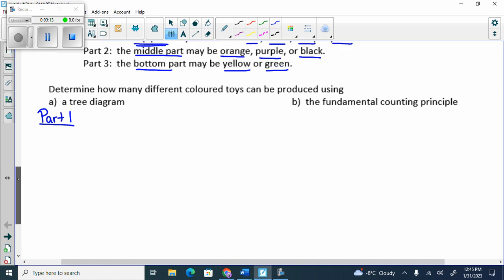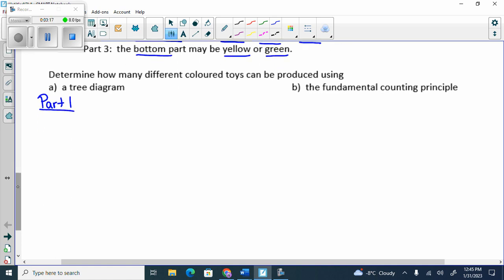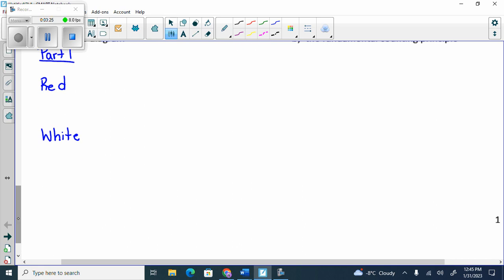So, part 1 has red, white, blue, or pink. So I'm going to write red, and then I'm going to leave a little space. I'm going to go white, and by a little space I mean a lot of space. Blue, pink. You might want to write small if you're a large writer.